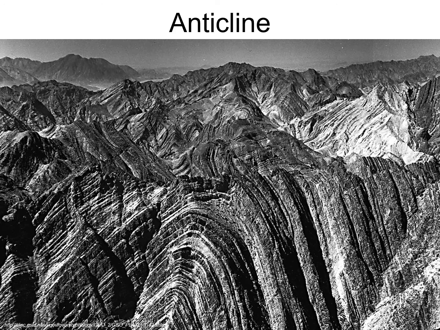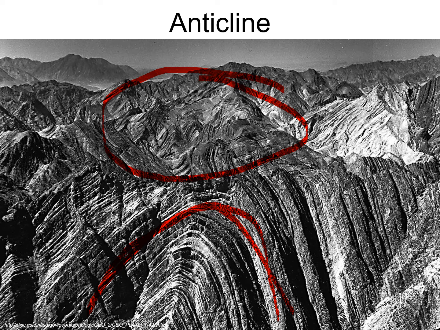So here's another example of an anticline. You can see that arch-shaped fold there, and you can see in the background lots of other folded and really messed up rocks.